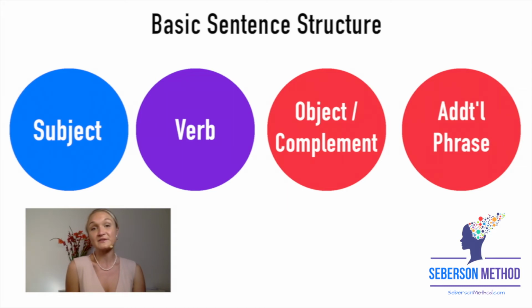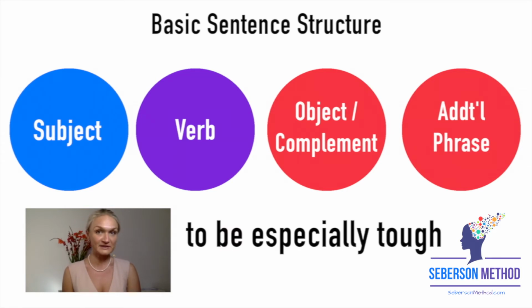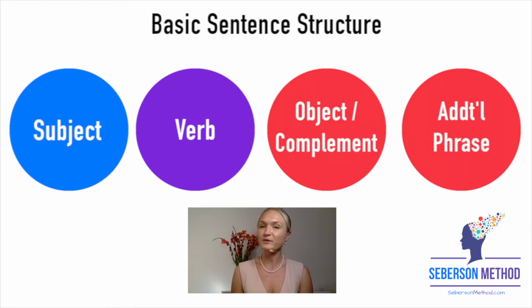Another variation of additional phrase is a verbal phrase. "To be especially tough." "To be" is an infinitive. So "to be especially tough" is an additional phrase, which is a verbal phrase. I hope you have a basic idea what's going on in this basic sentence structure.